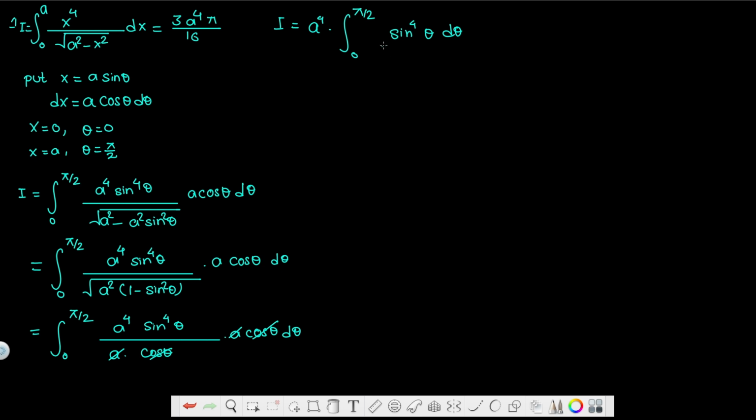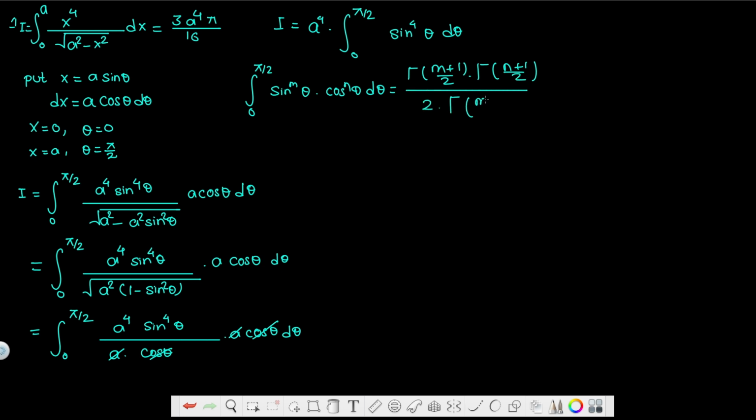To integrate this, it has a very long process, but we have learned in the gamma function that integral 0 to pi/2 of sin^m theta times cos^n theta d theta equals gamma((m+1)/2) times gamma((n+1)/2) over 2 times gamma((m+n+2)/2). We know that anything to the power 0 is 1.